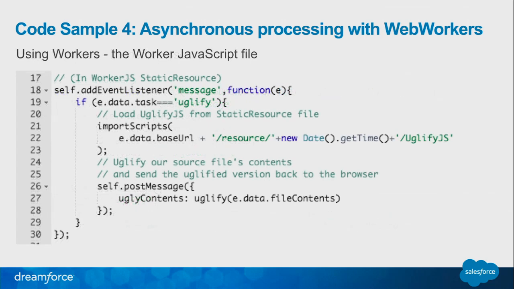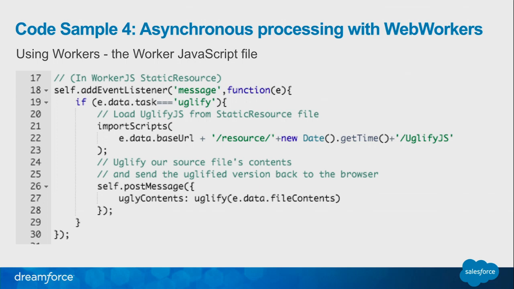That's important. But in your worker file, this is all it is. It says, all right, let's listen for a message. Now if I get a task that says uglify, what I'm going to do is uglify it. And when I'm done, in line 26 or 28, I'm going to post a message, and that's going to go back to the browser. So whoever spun me up, it's going to go there. And what I'm posting is my contents. Now I'm using the uglify command there on the data file contents. But your question probably is, what does that do?